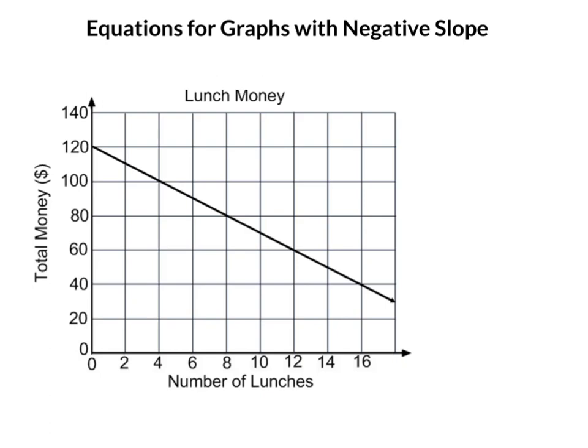In this video, we're going to look at equations for graphs with negative slope. I will start by writing our y equals mx plus b, which is our slope-intercept form. So we can start by writing our intercept is 120, so plus 120.